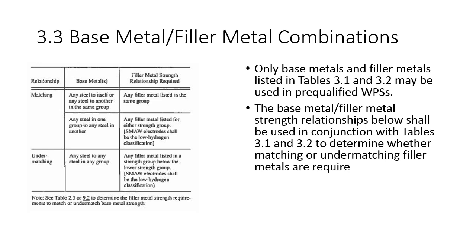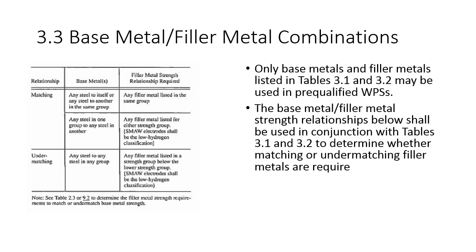3.3. Only base metals and filler metals listed in tables 3.1 and 3.2 may be used in pre-qualified WPSs. The base metal filler metal strength relationship below shall be used in conjunction with tables 3.1 and 3.2 to determine whether or not matching or undermatching filler metals are required. The way this is written in the code, that table off to the left is below the paragraphs. So you're going to use tables 3.1 and 3.2 to figure out which filler metal you're going to use, and then you're going to figure out if it's matching or undermatching.